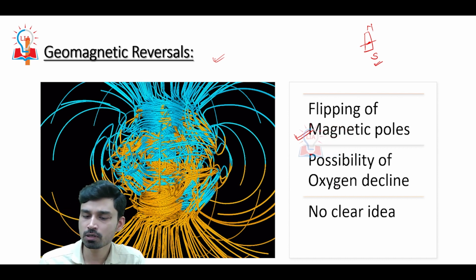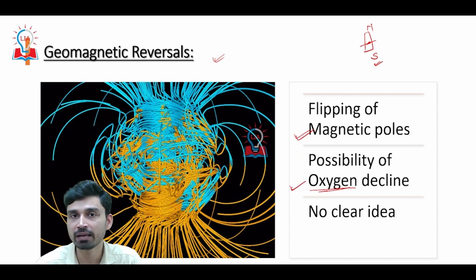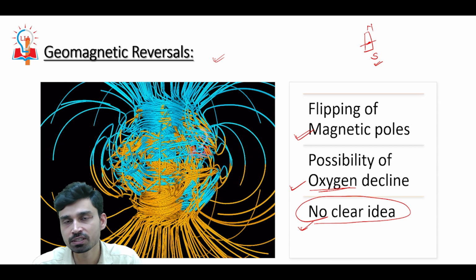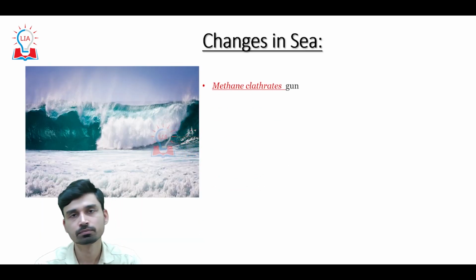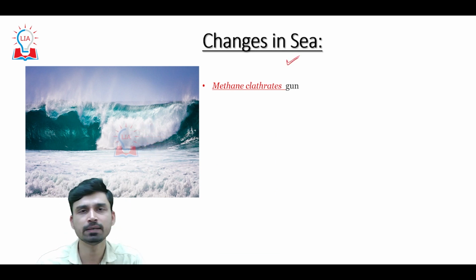But it is quite possible that such an event can lead to a decline in the level of oxygen in the atmosphere, which obviously can be a life-threatening situation. However, we cannot have a full, clear idea unless and until we do more investigative study inside the Earth. The third threat that we can face is the changes in the sea.